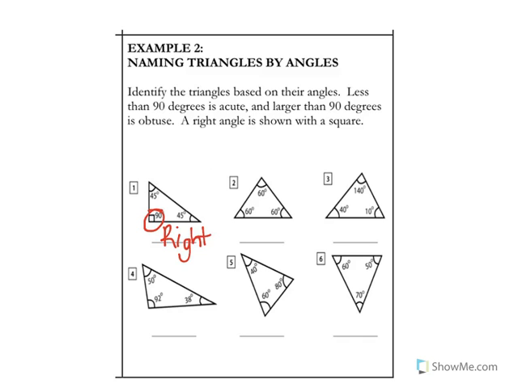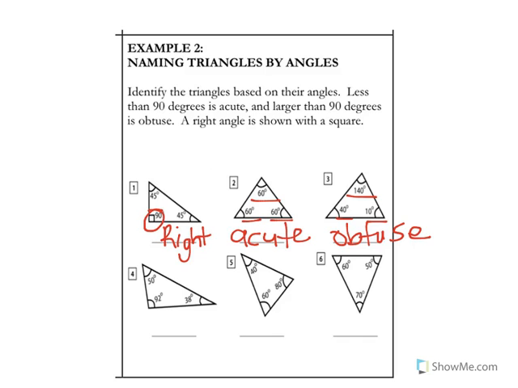I'm looking here and I see that 60, 60, and 60 tells me that this is an acute triangle because all of those angles are less than 90 degrees. If I look here, I see a 40, a 10, and a 140. Well, 140 is obtuse, and you only need one in order to classify that as an obtuse triangle.